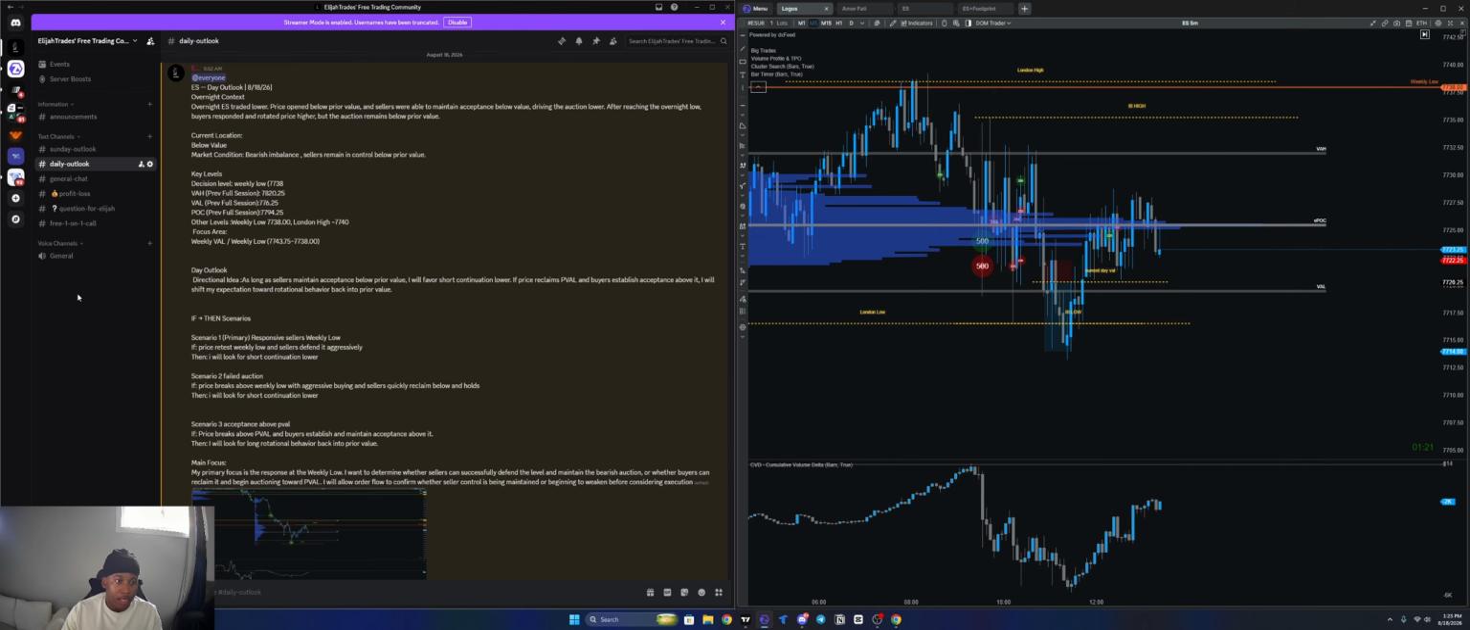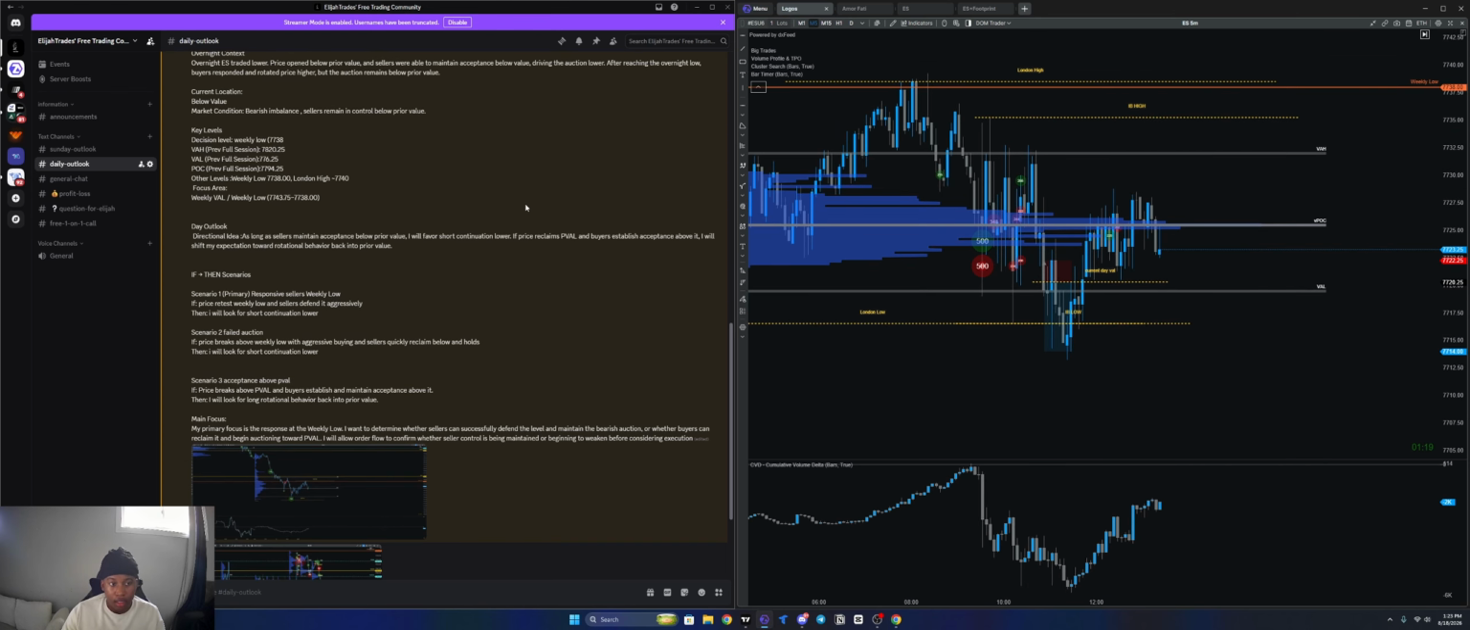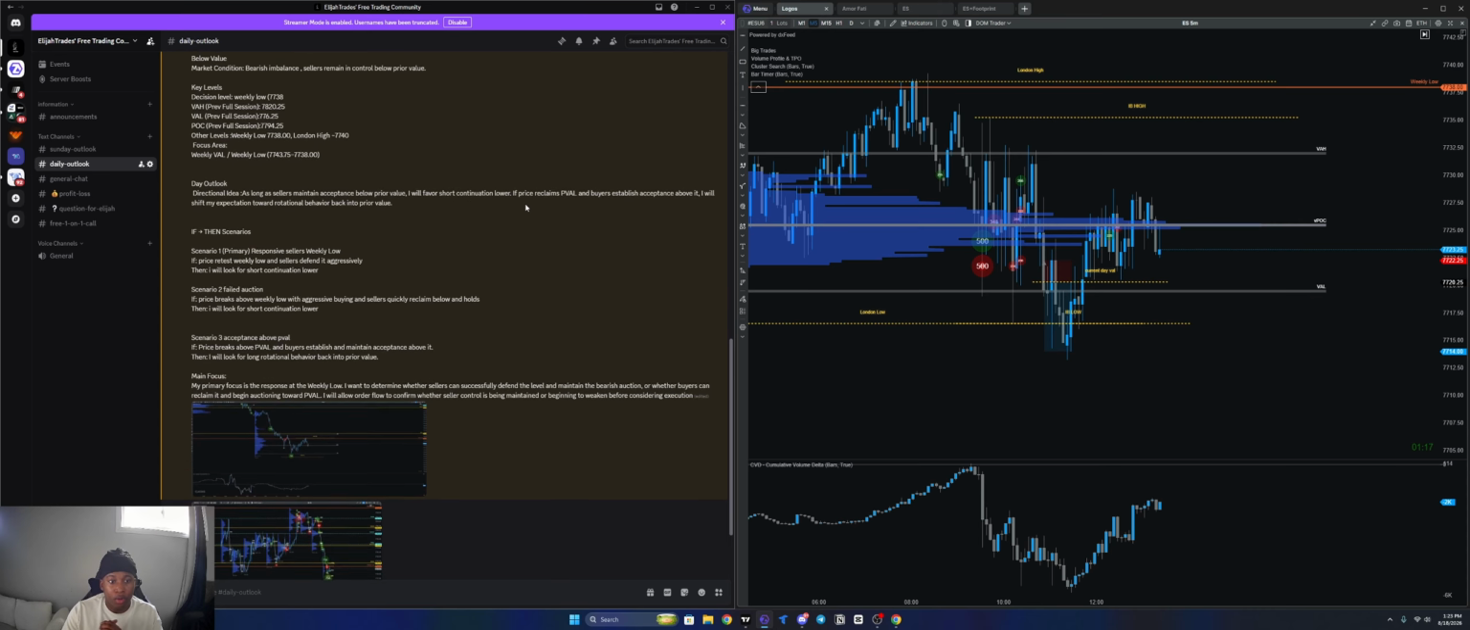So my day outlook, directional idea: as long as sellers maintain acceptance below prior volume, I will favor short continuation lower. If price reclaims the previous volume area low and buyers establish acceptance above it, I will shift my expectation toward rotational behavior back into prior volume.